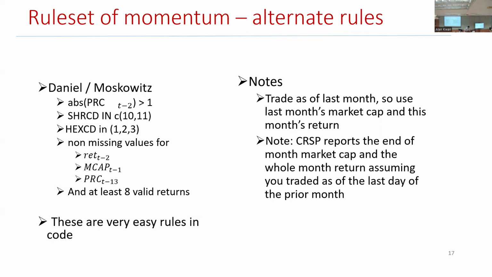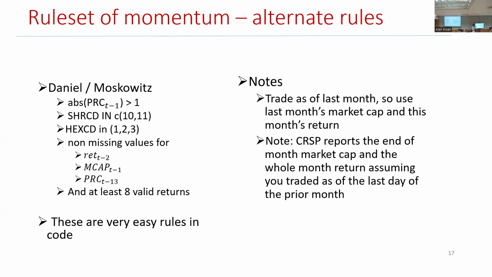Sorry, it should be the price at T-1. So the last month price is greater than 1. The reason why it's the last month's price is because you trade at the end of last month. The price that's reported in a database is typically the last price of the month. So you want the end of last month's price. So the price last month is greater than 1.